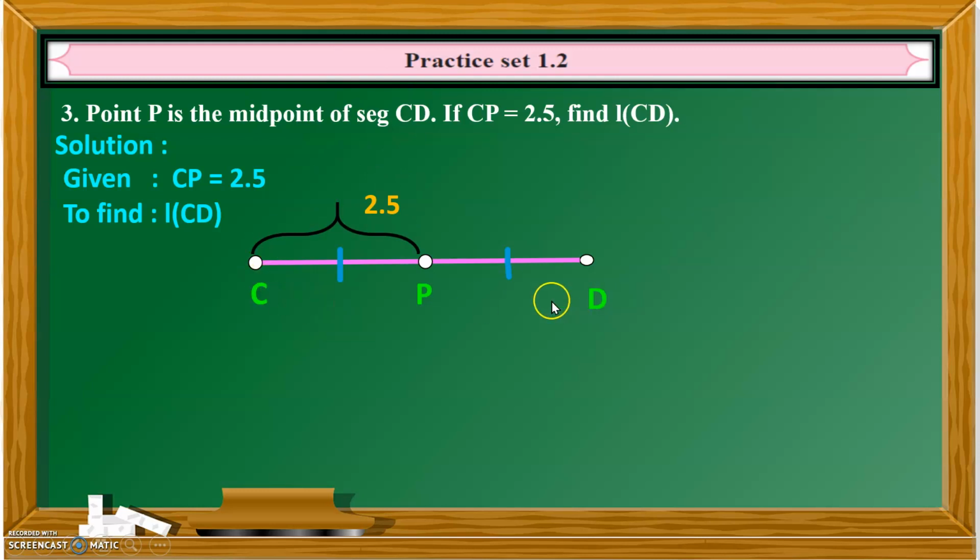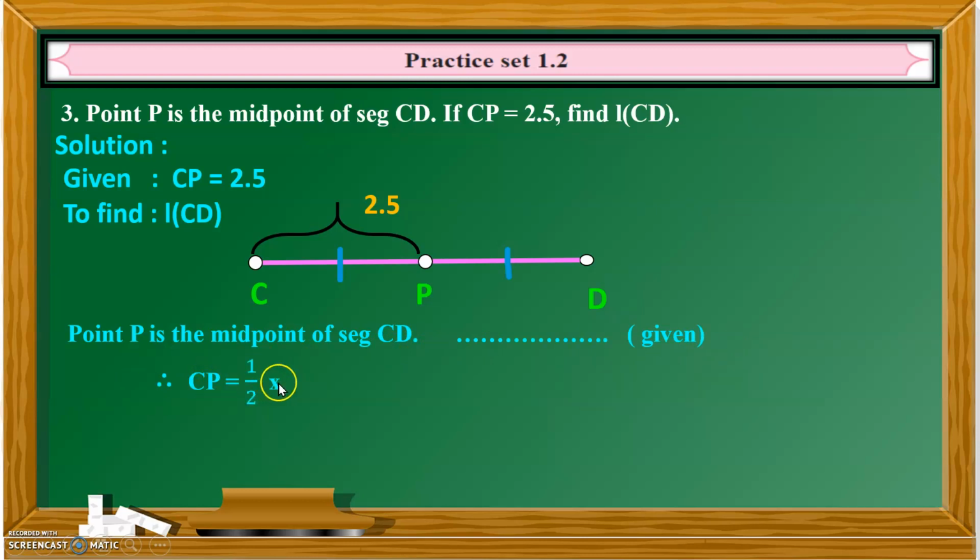Okay, in the previous sum the entire length was given. Now this part is given, the smaller part. Okay, so how do we start? We start with point P is the midpoint of seg CD. This is given. Therefore you can say CP is equal to half of CD. Now here CP is given. You have to find CD. So this 2 has to go here. Correct? This 2 has to go here.